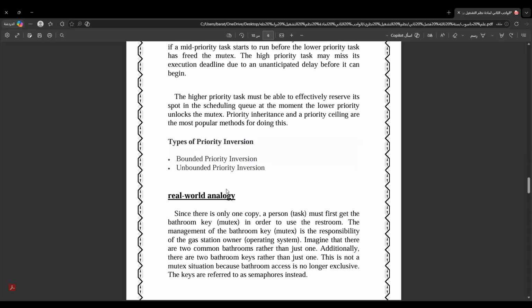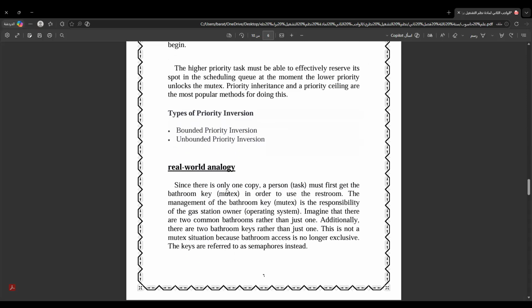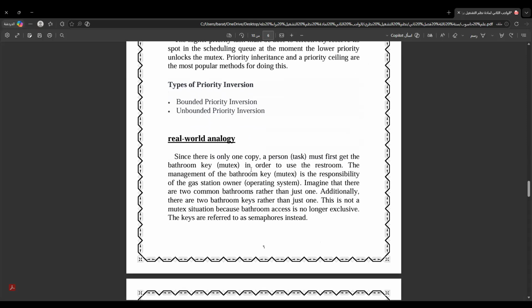To understand this more, we have a real world example. Imagine a bathroom that has only one key. If someone wants to use the bathroom, they must first take the key. While they are using it, no one else can enter. After they finish, they return the key so that another person can use it. This key represents the mutex, and it ensures that only one person accesses the resource at a time.